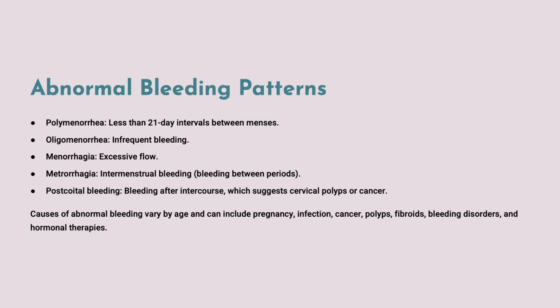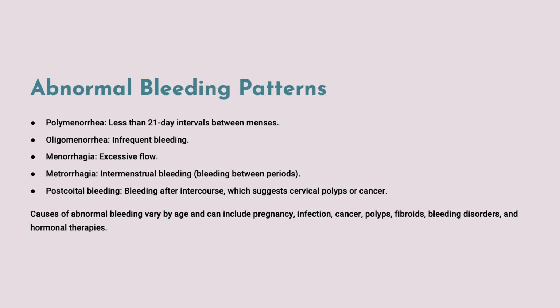Polymenorrhea, poly means many. It just means less than 21 days intervals between menses. In contrast, oligomenorrhea, oligo means infrequent. It means infrequent bleeding, meaning it doesn't happen all the time. So, for example, if you have athletes that are very low fat mass, then they could have oligomenorrhea.